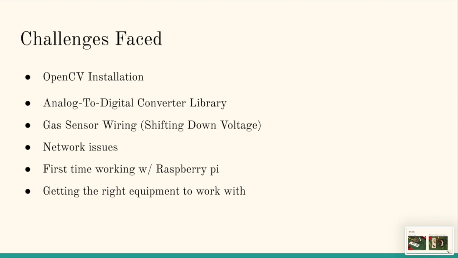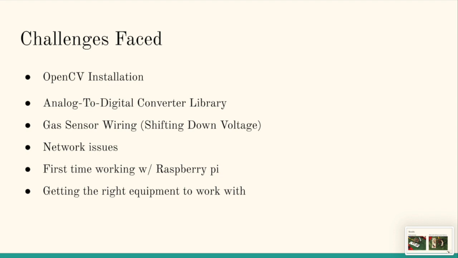Also, it was our first time working with a Raspberry Pi, which was difficult at first, but after a while it got a little easier for us to work with. But it being the first time, it was difficult at first trying to do some of the programming and installing everything since we were all new to it.